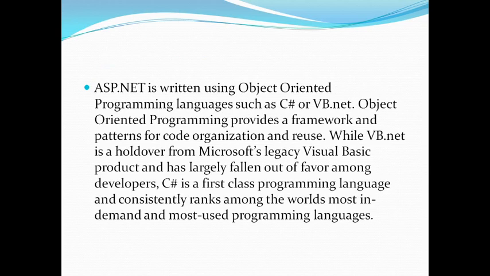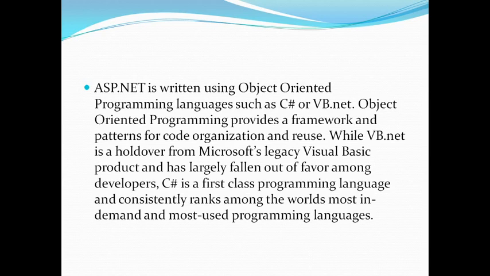Now, ASP.NET is written using object-oriented programming languages such as, I told you, C# or VB.NET. Object-oriented programming provides a framework and patterns for code organization and reuse. So, C# and VB.NET are object-oriented programming languages. You know about object-oriented programming languages. It uses classes, methods, right? So every time we create something, we can call it, we can reuse that thing.